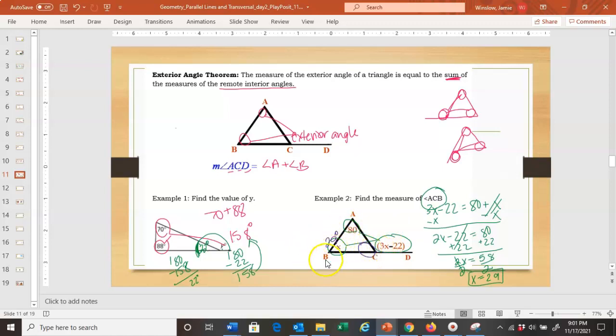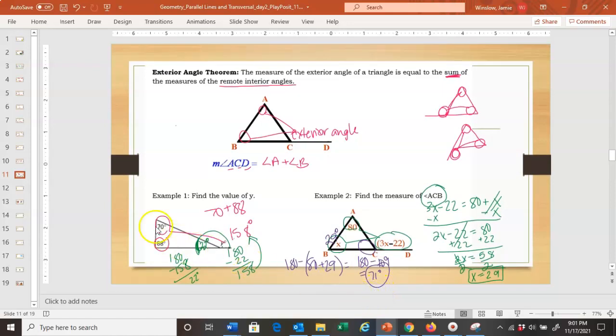Let's do this. So 80 plus 29, we're going to take that and subtract it from 180. What is that? 109. So 180 minus 109. This is when my brain freezes a little, because I'm like, okay, I know it's going to be basically 80 minus 9, which is 71. There we go. 71 degrees.